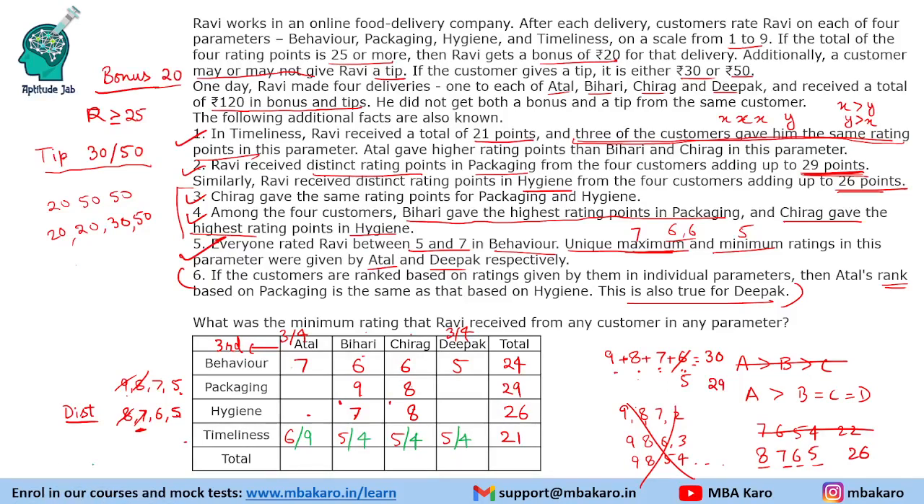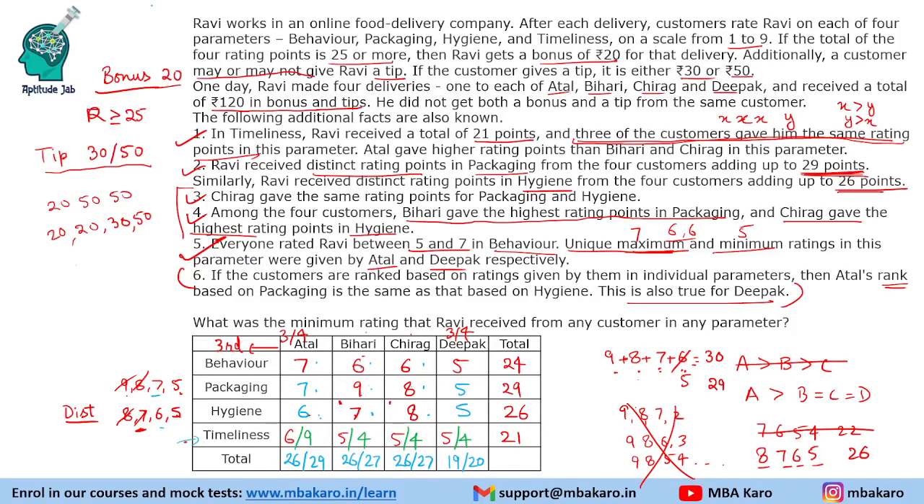So if Atal is third, what will happen is in packaging he should give 7 and 6, and Deepak will give 5 and 5, right? Now what happens to the total points? So if this is true, then we have 14, 20. It will be 26 or 29 as the total. We have in any case the total is 15, 22, 26 or 27, right? In either case these two values will remain same. Okay, 26 or 27 for Chirag Bihari, and Deepak will give 19 or 20 points depending on timeliness score.